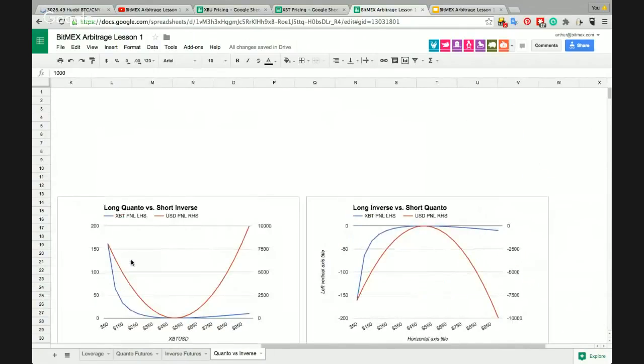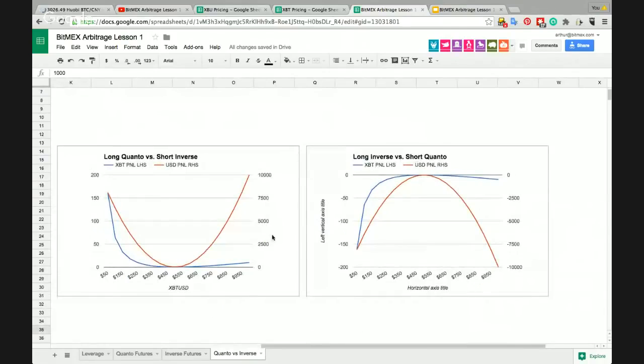So if we look over here, we have two graphs. Let's focus on the long Quanto versus short inverse graph first. What do we see here? We see that the US dollar return is parabolic. So at a price of $500, each contract, you have no P&L impact.